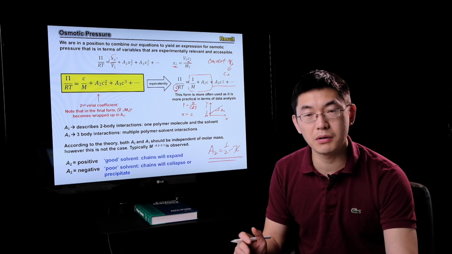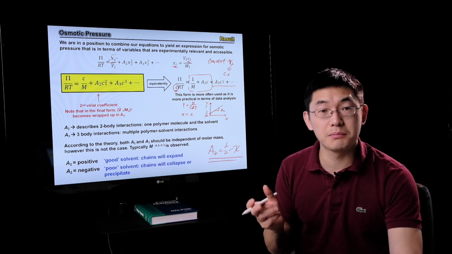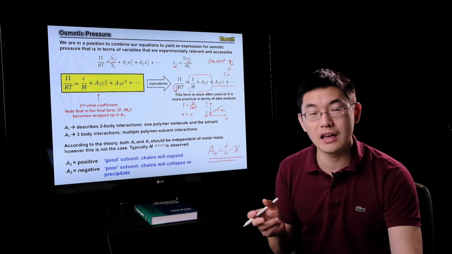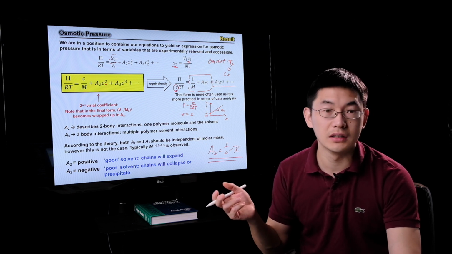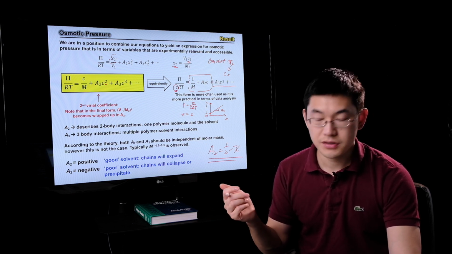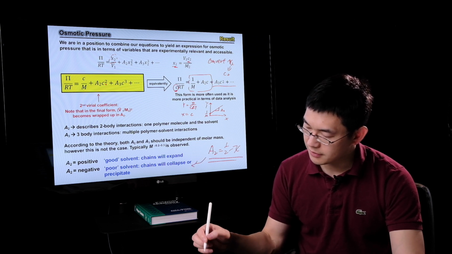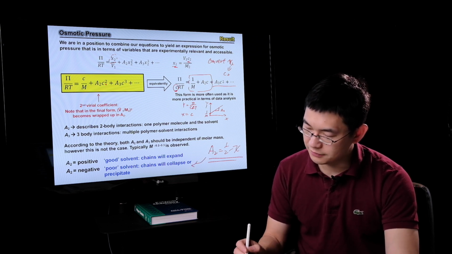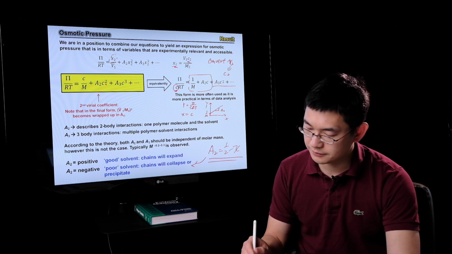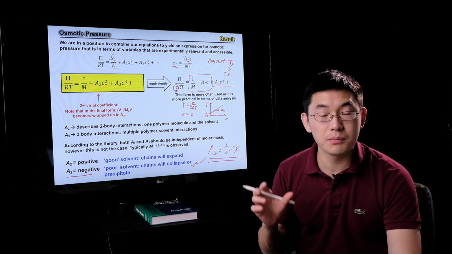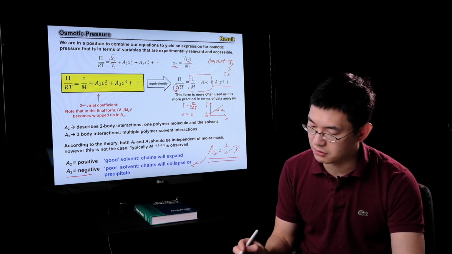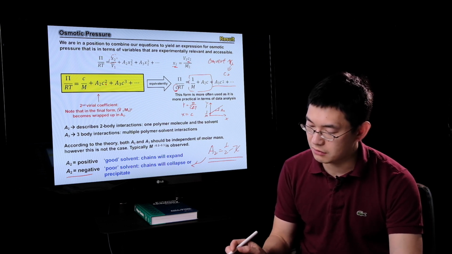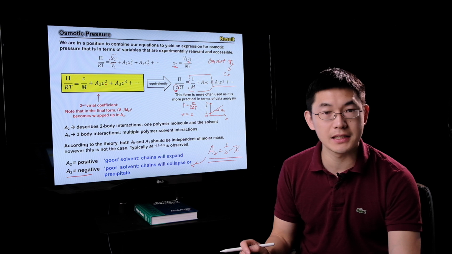If we remember what we said, when chi is bigger, that means they are not likely to mix. That means you would likely have bad solvents. So this applies here. When A2 is negative, that means the more polymer you put in the solution, the osmotic pressure actually drops. That means you have a poor solvent. The chain will collapse and precipitate.